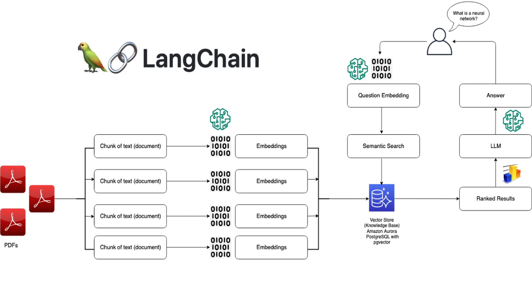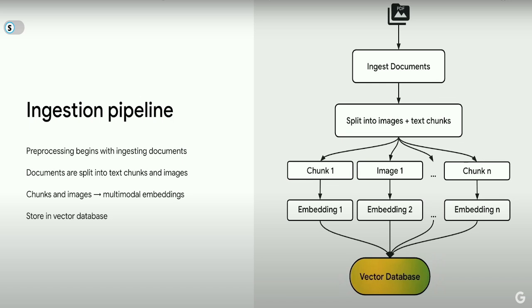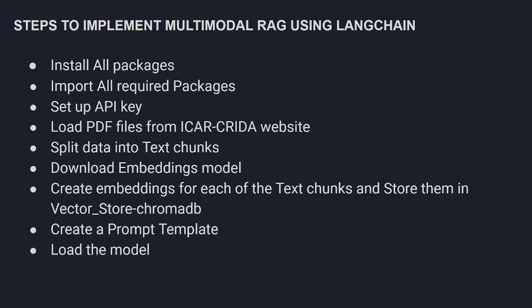And this is the LangChain. Data which is given gets segregated into chunks and then followed by embedding. And if a user asks a question, it searches for the relevant information in the vector database and gives you the result. And this is an ingestion pipeline. Pre-processing begins with ingesting documents, which are split into text chunks and images. Those are stored into the vector DB.